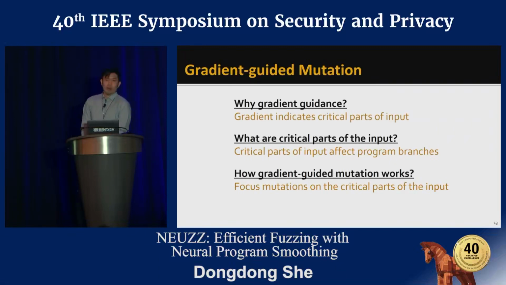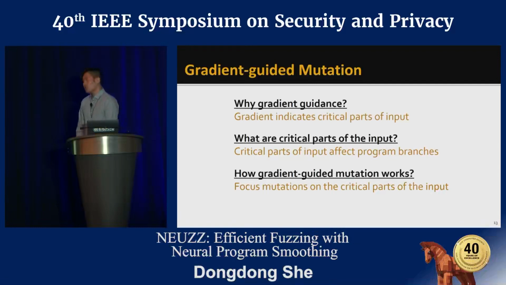The first question I want to ask is, why gradient guidance? Well, we compute gradient of edges with respect to input. The gradient represents the importance for every byte in the input. By choosing the input bytes with the largest gradient value, we can identify the critical parts.